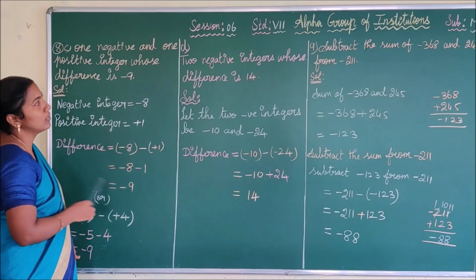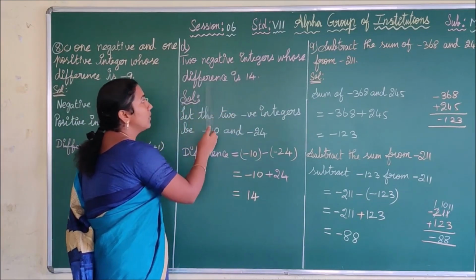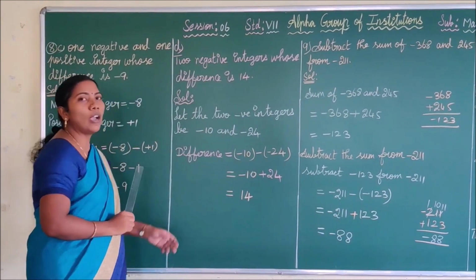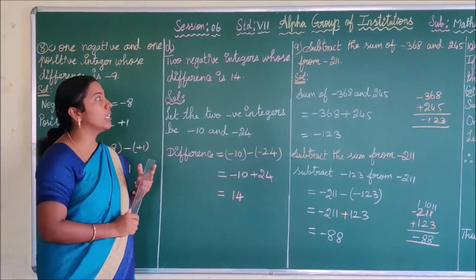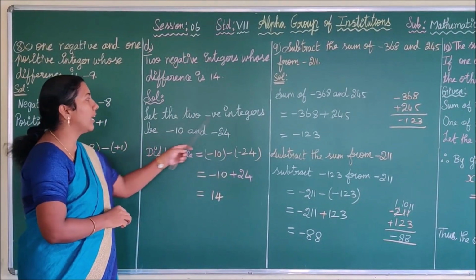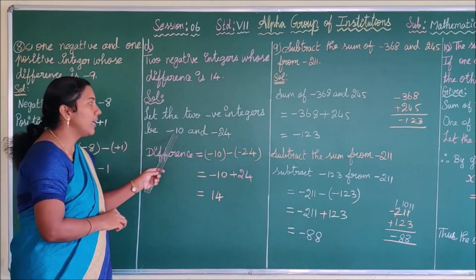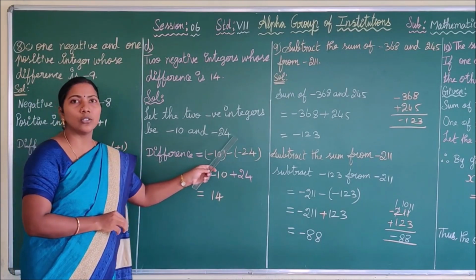Okay. Next we are going to see the subdivision B. Two negative integers whose difference is 14. That is, you have to find two negative integers whose difference is 14. Let the two negative integers be, I have taken the two negative integers as minus 10 and minus 24.